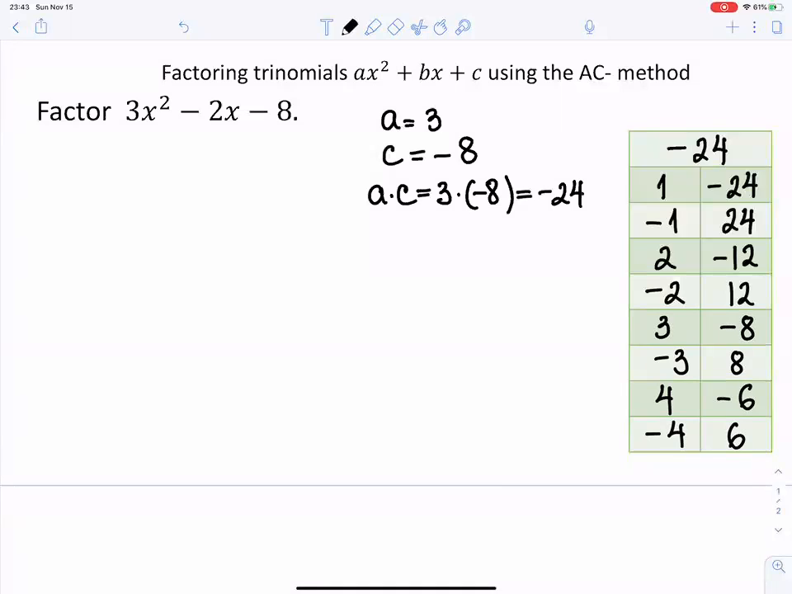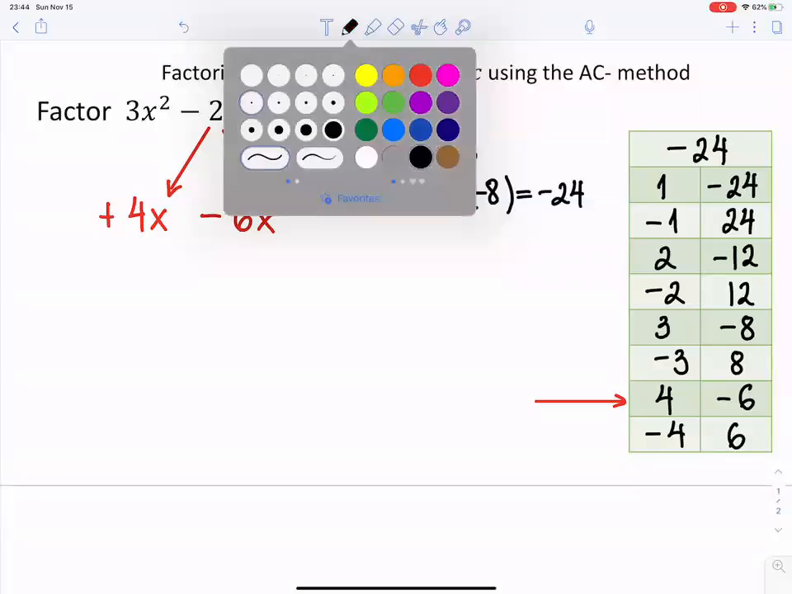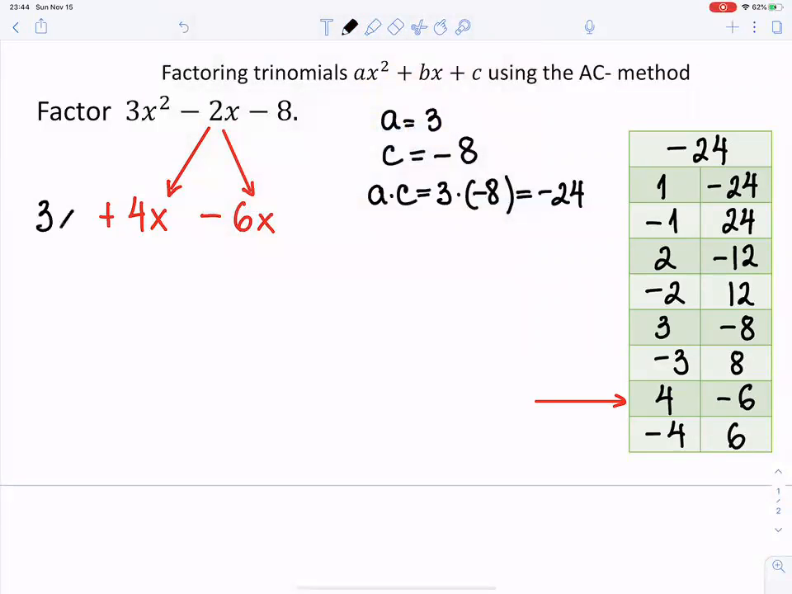Now we're going to look for a combination of the listed factors that will give us negative 2 as an answer. So we want to represent negative 2x actually, using the 2 factors of negative 24. So the one that will give us negative 2 is positive 4 and negative 6. So here we're going to represent negative 2x as positive 4x minus 6x. Now we're going to rewrite the rest of the trinomial, 3x squared and minus 8.